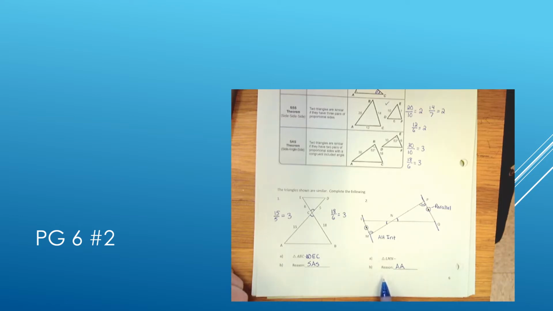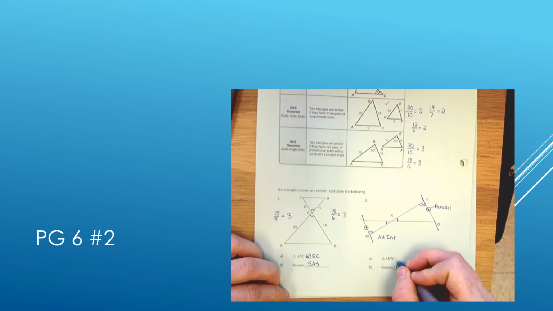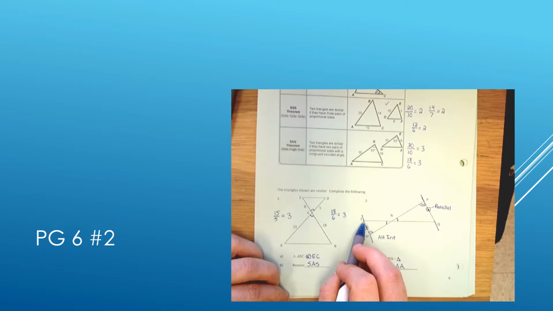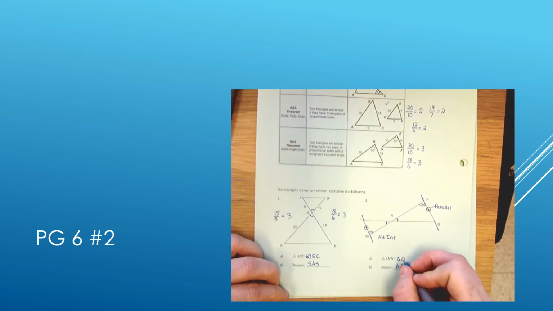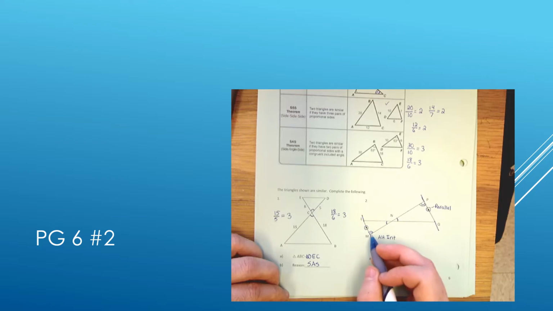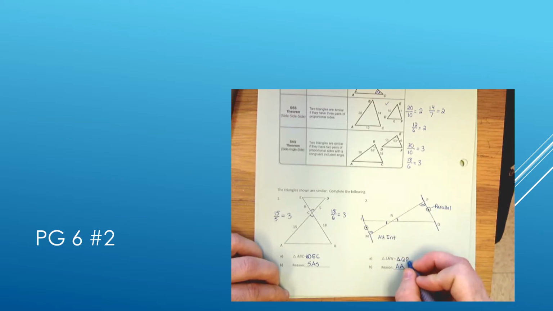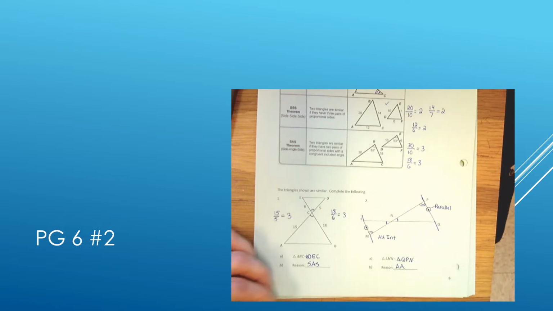Now what I want to do though is go ahead and do my similarity statement. So triangle LMN is similar to, so L goes with Q, M goes with P, and then they both share N. So that would be my similarity statement. So I'm making sure that I go, the order of it matters. So using the markings that we made in the picture, we are able to see which letters go with which.